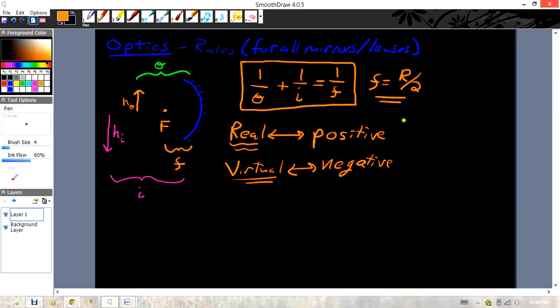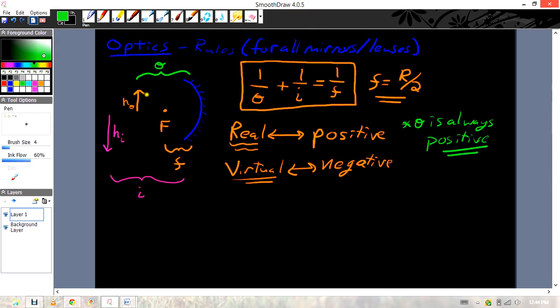So let's go through the list. Let's start with O. O is always... what do you think? Boom. Why would the object always be positive? Well, and by the way, this is only true if you're using a single lens.